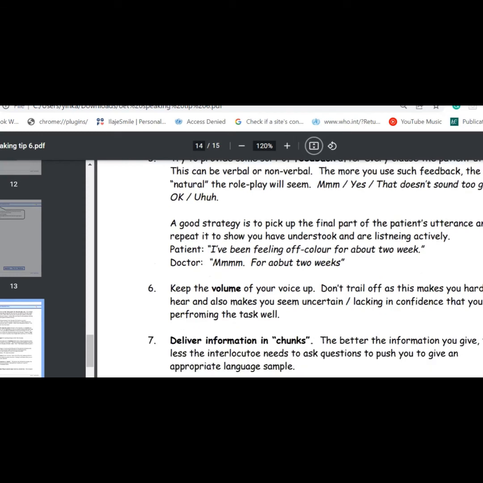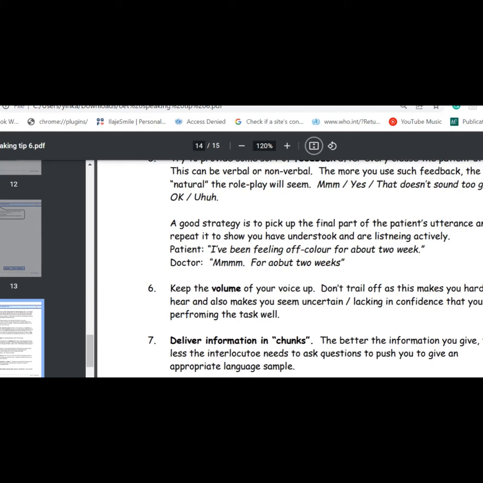Keep the volume of your voice up. Don't trail off, as this makes you hard to hear. So keep your pitch when you're talking. When you're supposed to calm down or use a low voice, maybe in a case of sharing bad news, you just need to keep a pitch. You don't want it to seem like you lack confidence and are not performing your tasks well. So you should be assertive enough and use the right voice tone.